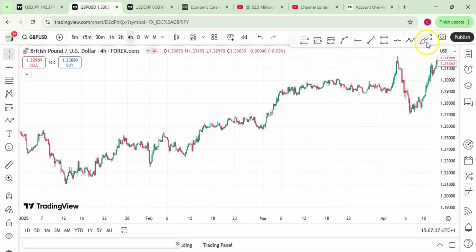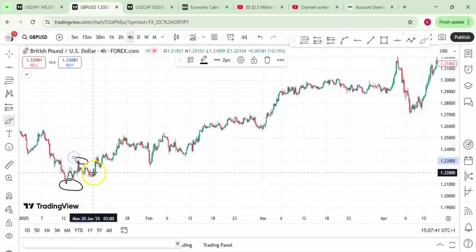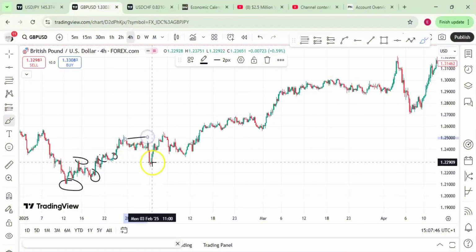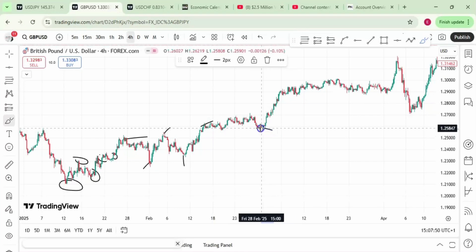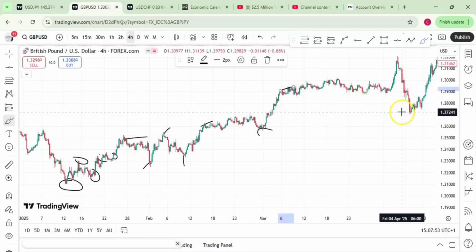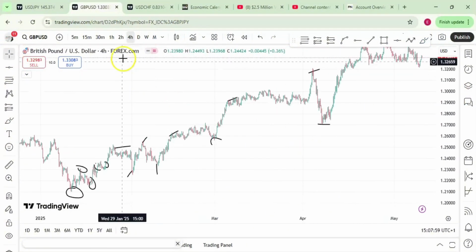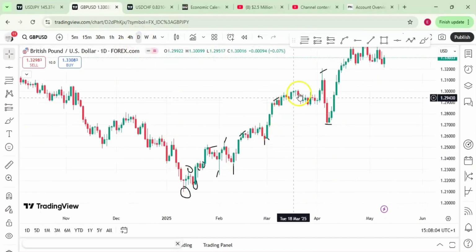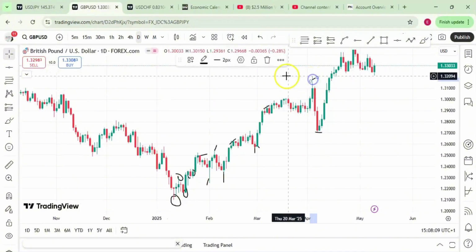Now, beginning from here, we have a low here, we have a high here, we have a low, we have a high, we have a low, we have a high, just like that. We have a low, we have a high, we have a low here, we have a high here. So just like that, the market is forming a series of higher lows and higher highs. Now, this is just a characteristic of an uptrend.